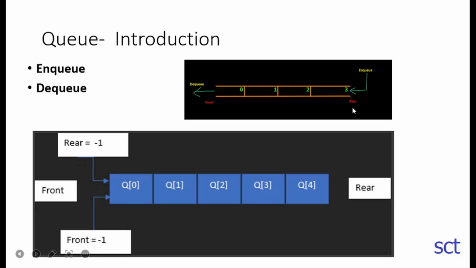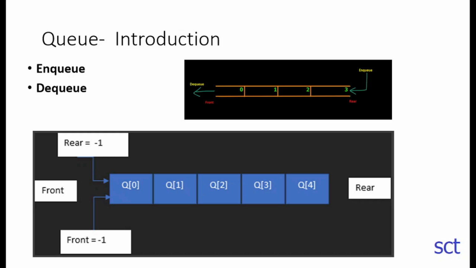So enqueue is happening at the rear end and dequeue is happening at the front end. Whatever comes as the first element, which is available at 0, will go first in the dequeue operation. Whichever comes first will go out of the queue first. To implement this, we have two variables, rear and front. These two variables are initialized to -1 in the initial stage, and as we execute the enqueue and dequeue functions, the rear and front variables will be incremented to fill up the queue.